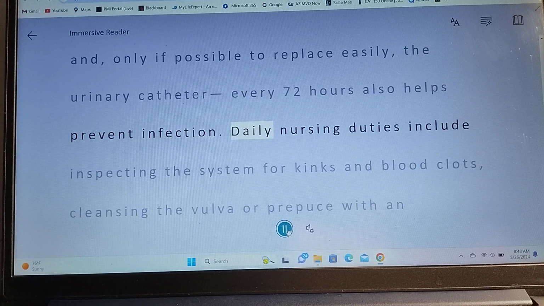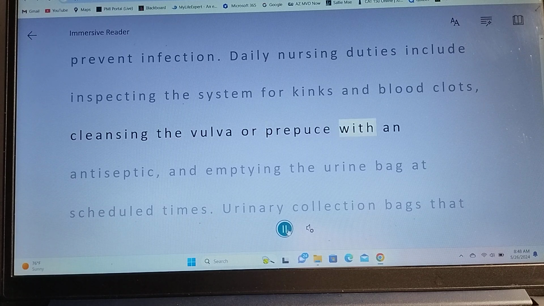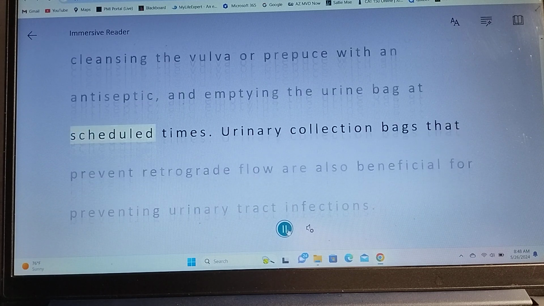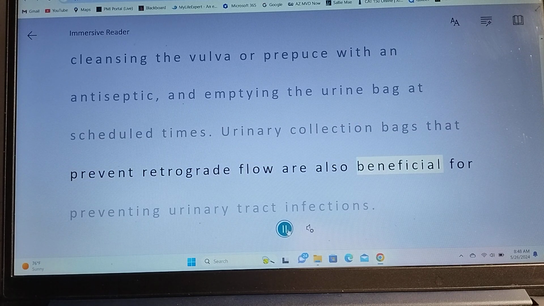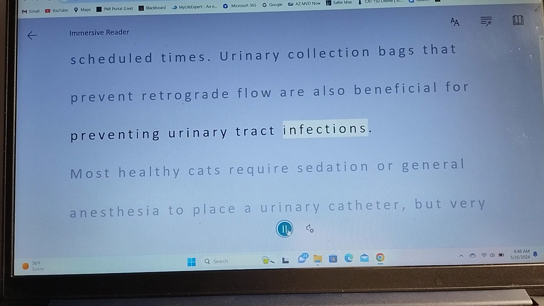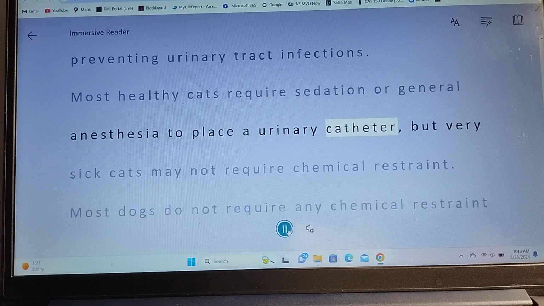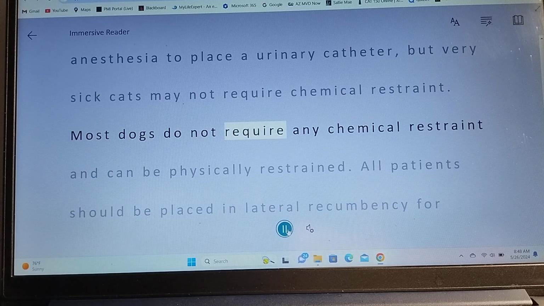Daily nursing duties include inspecting the system for kinks and blood clots, cleansing the vulva or prepuce with an antiseptic, and emptying the urine bag at scheduled times. Urinary collection bags that prevent retrograde flow are also beneficial for preventing urinary tract infections. Most healthy cats require sedation or general anesthesia to place a urinary catheter, but very sick cats may not require chemical restraint. Most dogs do not require any chemical restraint and can be physically restrained.